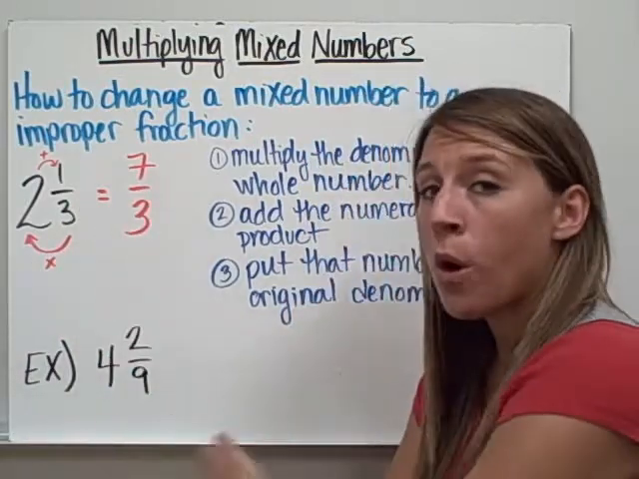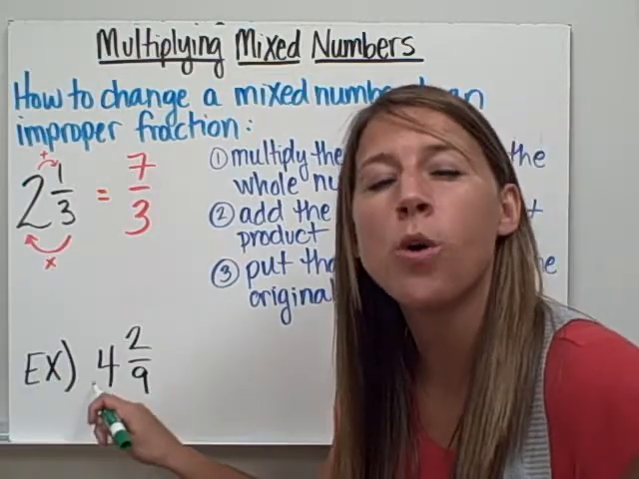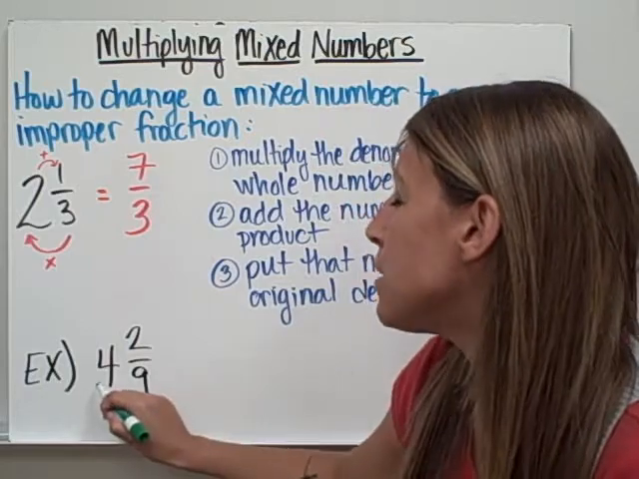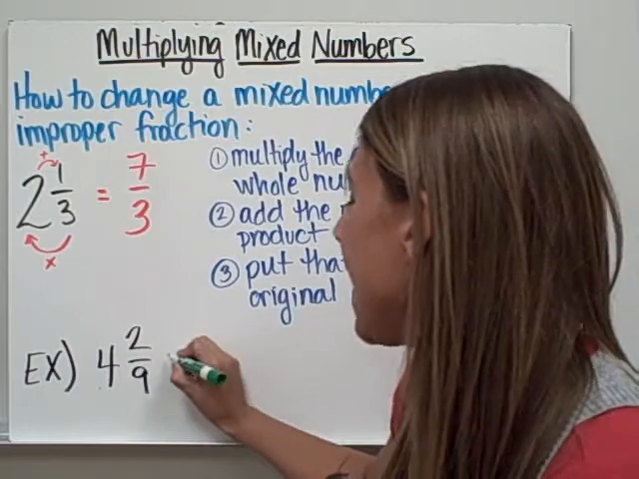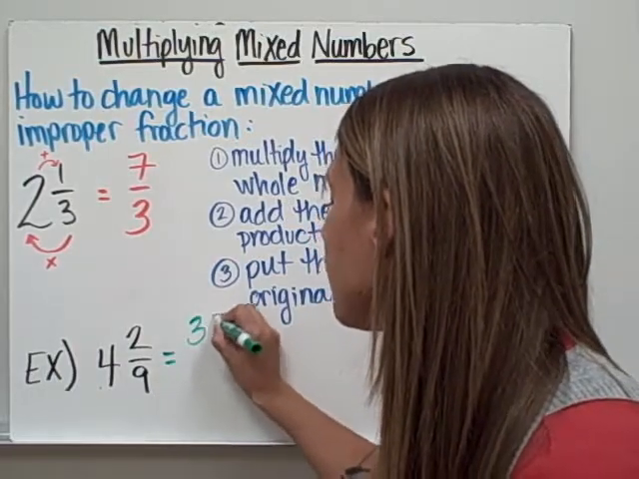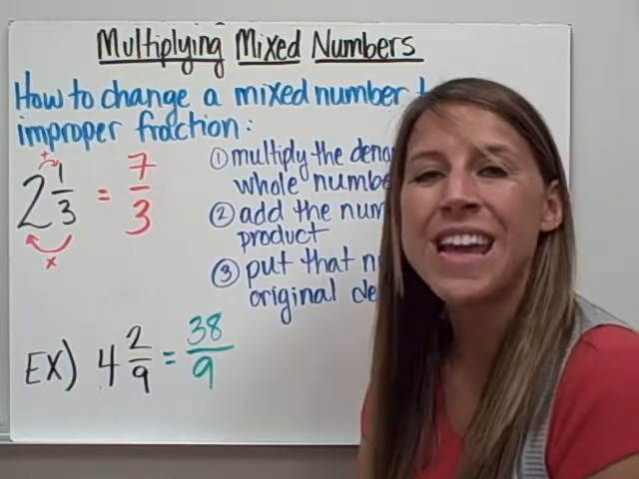Let's try it with 4 2/9. First step is to multiply the denominator by the whole number. 9 times 4 is 36, plus 2 is 38, and I take that sum and put it over that denominator to get 38/9.